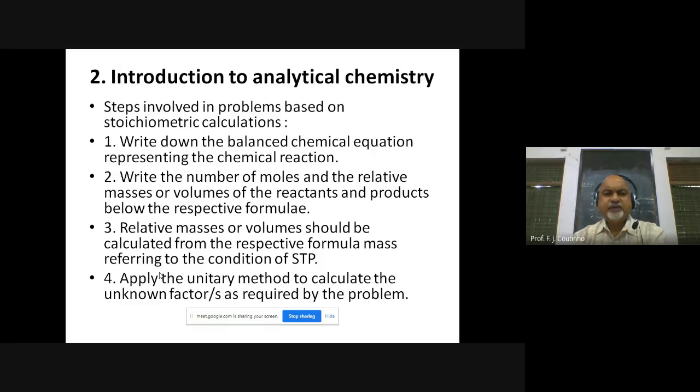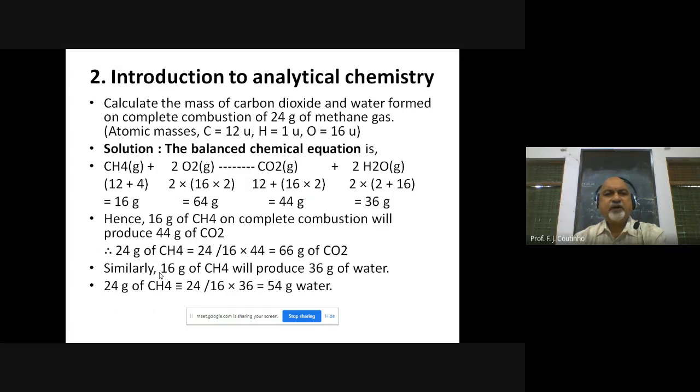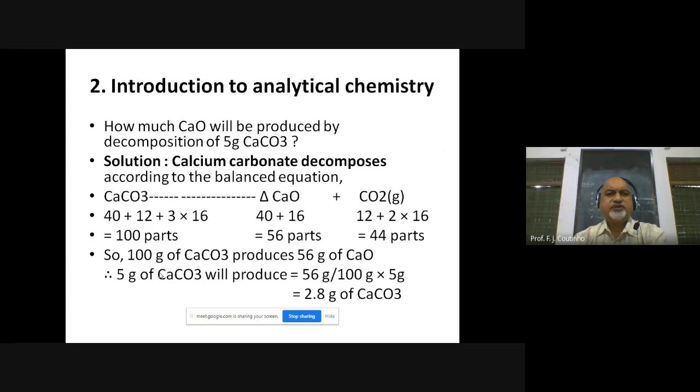The first important step is to write down the balanced chemical equation, then write down the number of moles, and then write down the relative mass or volume. And finally we calculate the problem. These are the problems which we solved. We solved about 2, 3 problems on stoichiometry.